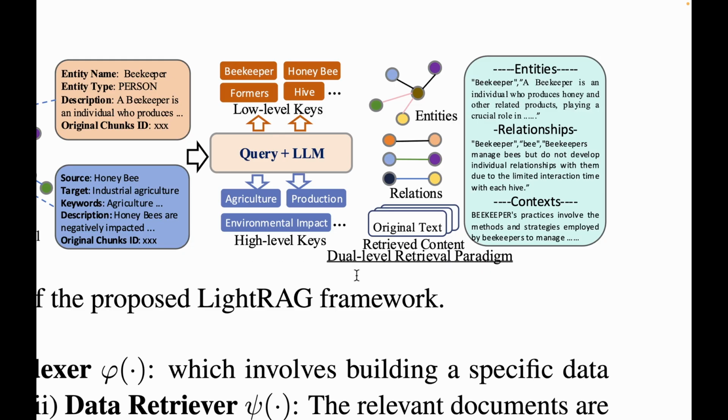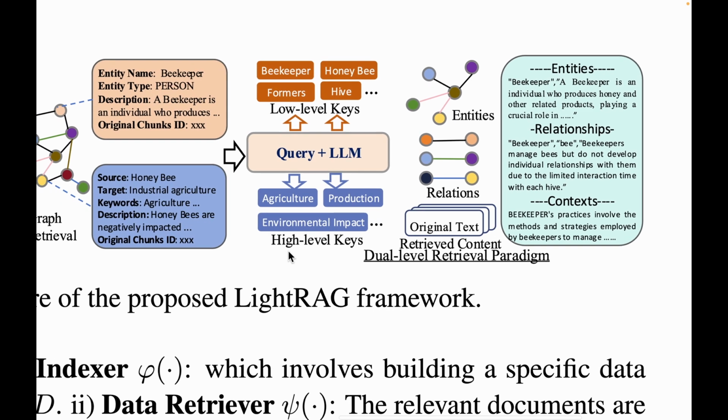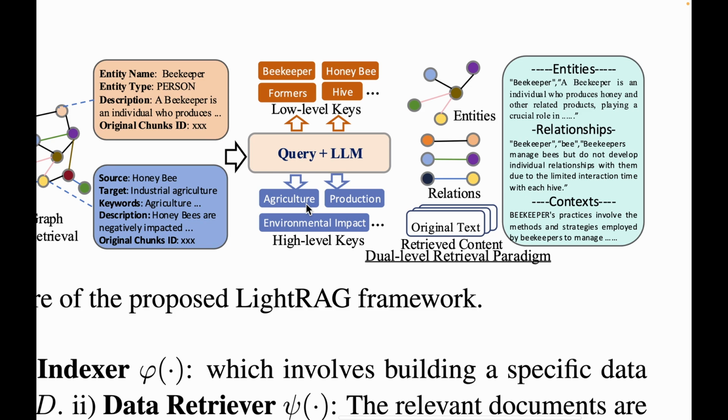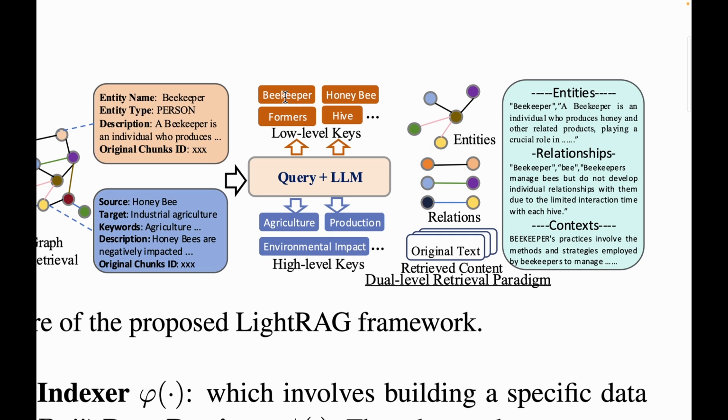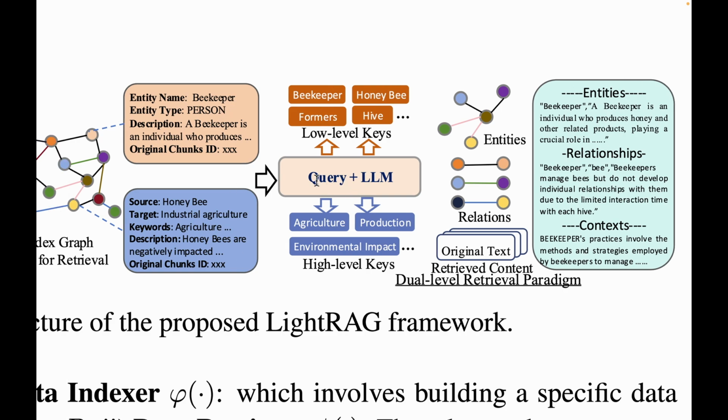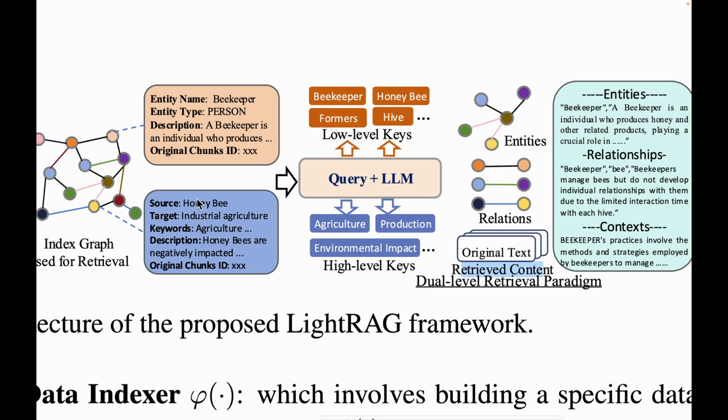So if we look at the figure that they have given about the dual-level retrieval paradigm, we can see that there are high-level keys, for example, agriculture, production, environmental impact, and there are low-level keys, such as beekeeper, honeybee, hive, etc. Whenever a user query comes, the LLM extracts both the high-level and low-level information, puts it together, matches it with the user query, and then tries to answer.